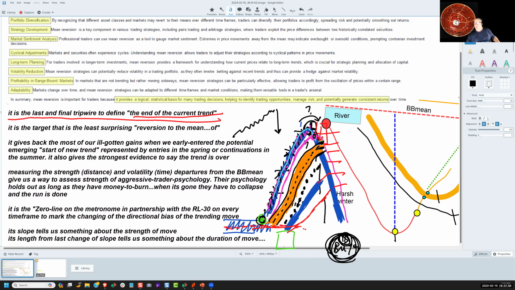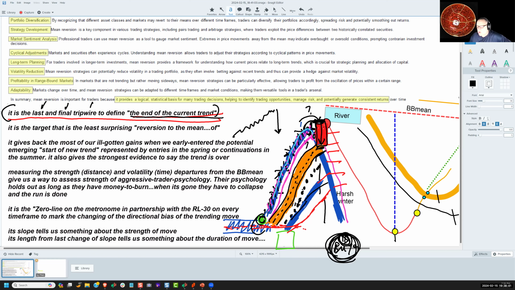So the two ways of really measuring, to me, one of them is the maximum excursion away from the peak of price, where you just say whatever the maximum peak was, and I just hang some kind of risk box off it. Or I could pick one of these continuous lines as my trigger to get out. Now, the reason I say that the Bollinger Band mean is the last and final tripwire to define the end of the current trend.